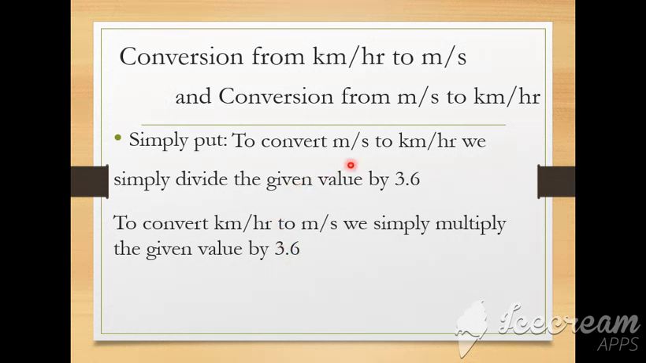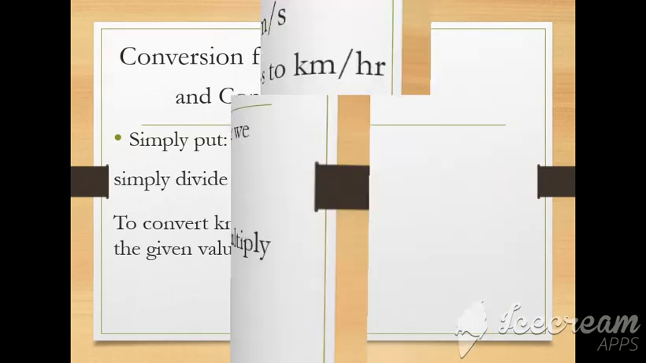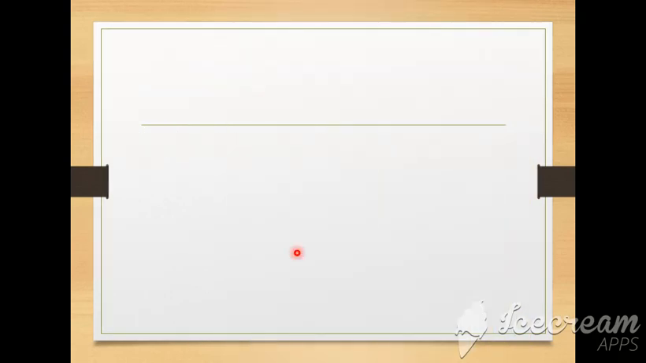Don't mix them up. When the given value is in meters per second, and you are converting to kilometers per hour, you divide by 3.6. So if you are moving from the smaller unit to the bigger unit, you divide by 3.6. If you are moving from the bigger unit to the smaller unit, you multiply. Or probably you should note it this way: when you are getting bigger, you divide by 3.6. When you are getting smaller, you multiply by 3.6. Okay? Good. Let's move on.